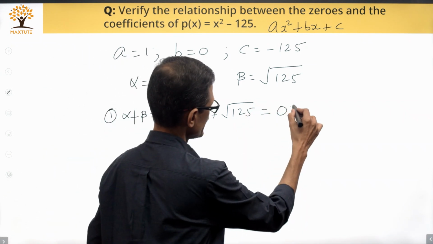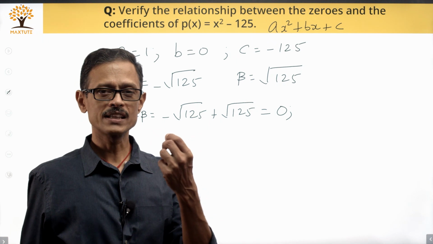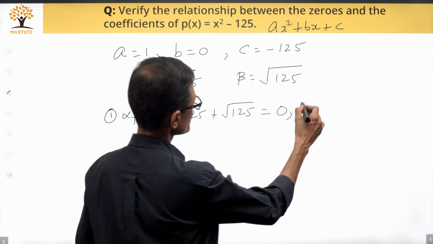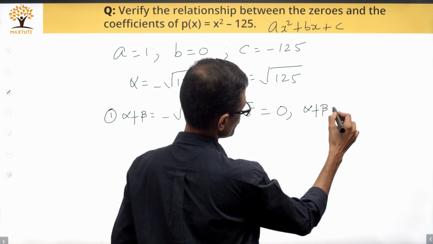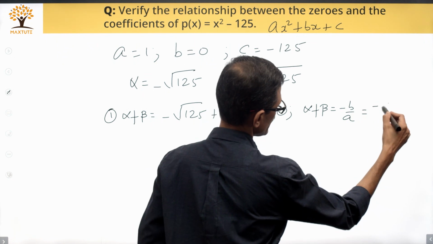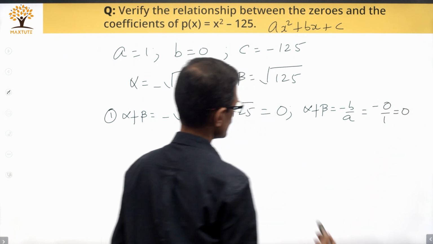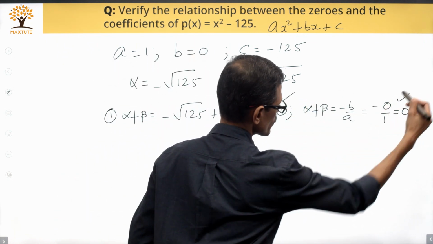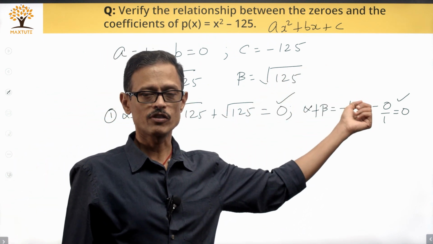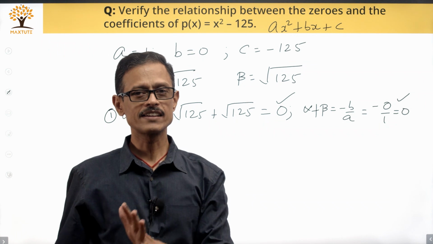Let's quickly verify it with the formula that we get for sum of the zeros from the coefficients of the polynomial. Sum of the zeros alpha plus beta we know is equal to minus b upon a. What is b in this case? B is equal to 0. So, minus 0 divided by 1, which is equal to 0. So, the sum of the zeros by actually adding the zeros and by using the coefficient formula, we got the same answer. So, we validated the sum.